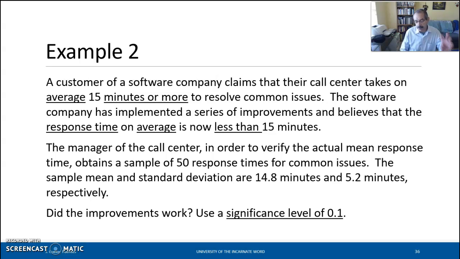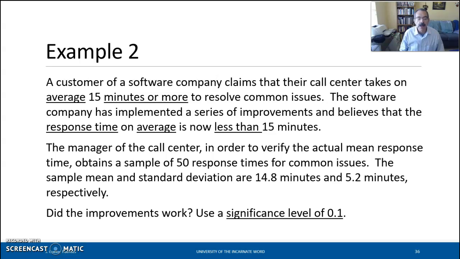And so he collects a sample of 50 response times and calculates the sample mean, which is 14.8 minutes, and the standard deviation of the sample is 5.2 minutes, respectively. So the question is, did the improvements that the company implemented work? And we're going to use a significance level of 0.1.